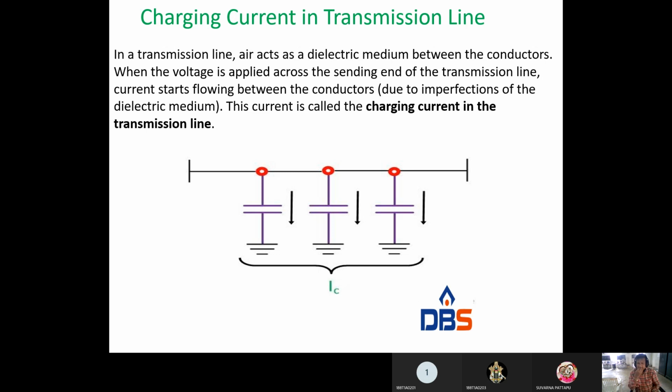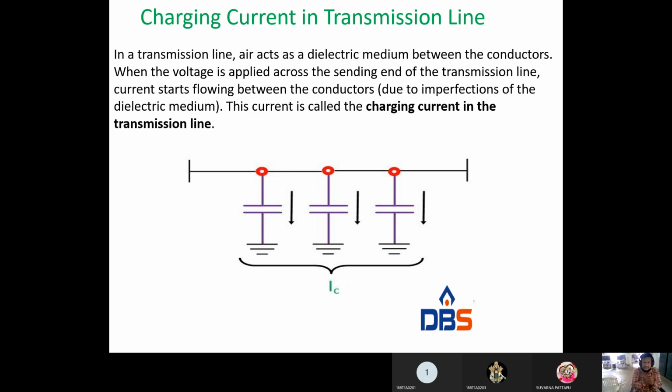That is nothing but surge impedance ZS and surge impedance loading P. Now go for the last concept, that is charging current in a transmission line. Why will charging current occur in a transmission line? Because of capacitance, right? There is no charging current in short transmission lines.